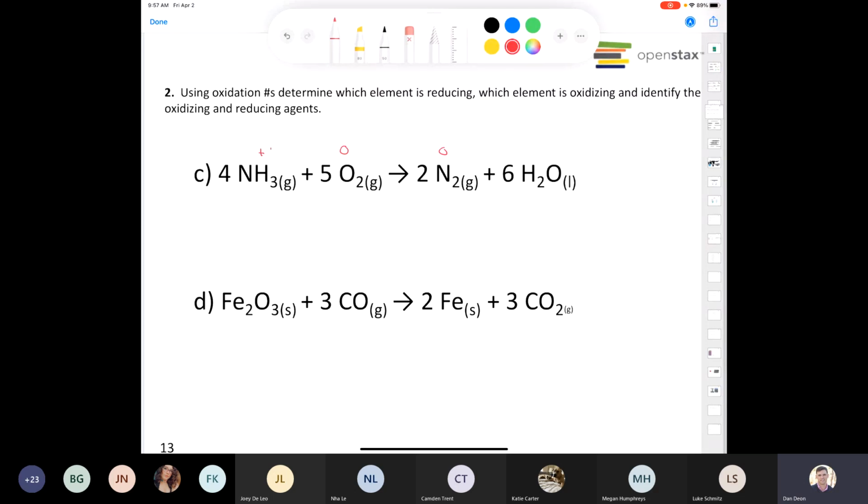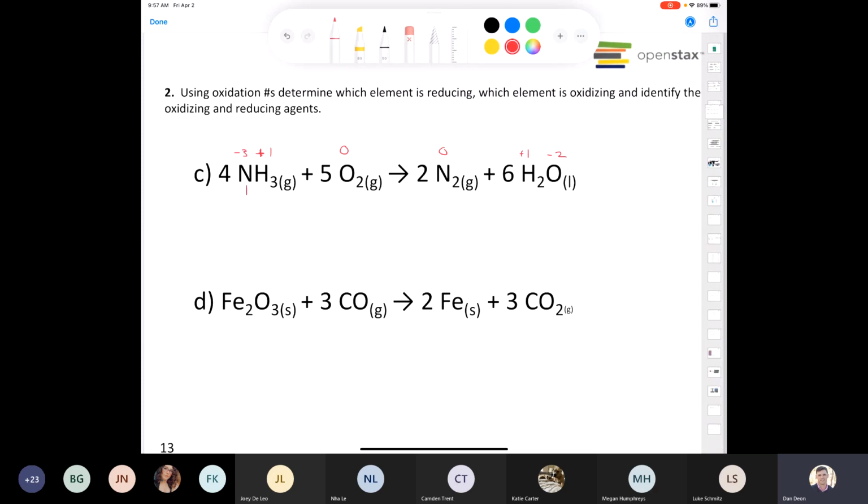We know that hydrogen is going to be +1 because it's not combined with a metal. Same thing here, it's going to be +1 because it's not combined with a metal. That means that our nitrogen is going to have to be -3 because there's 3 hydrogens. And our oxygen is going to be -2, and we kind of knew that anyway because we've looked at water already. So what's happening here?